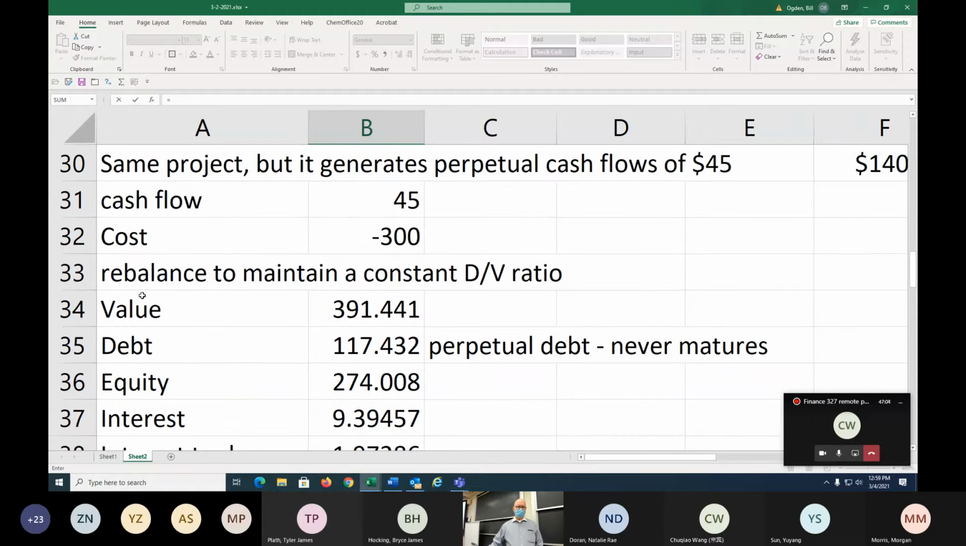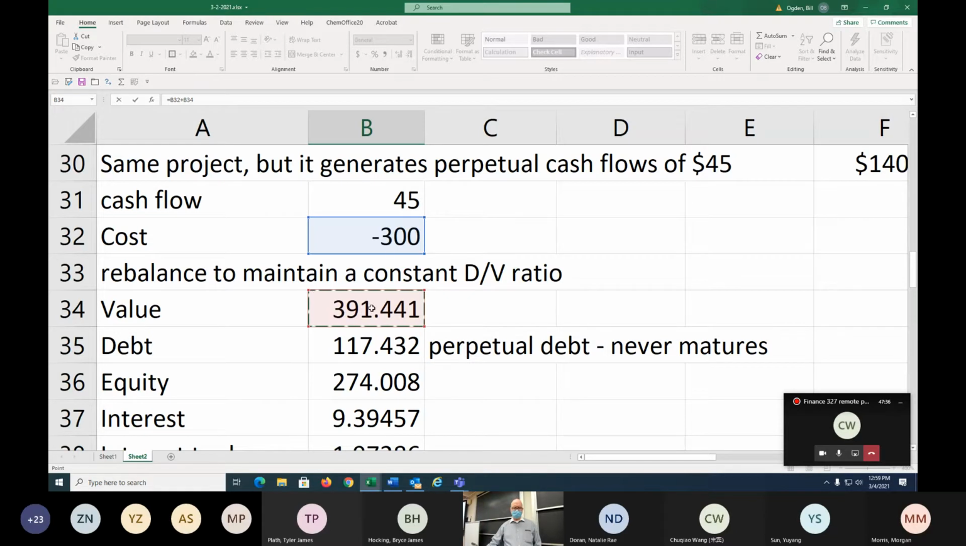What's the value of the investment? Let's do a structurally correct NPV. Cash flow 0, cost 300. What's the value of the cash flows? Plus value 391. So what's the difference between value and NPV? The NPV is the value with the cost removed. That's all NPV is.